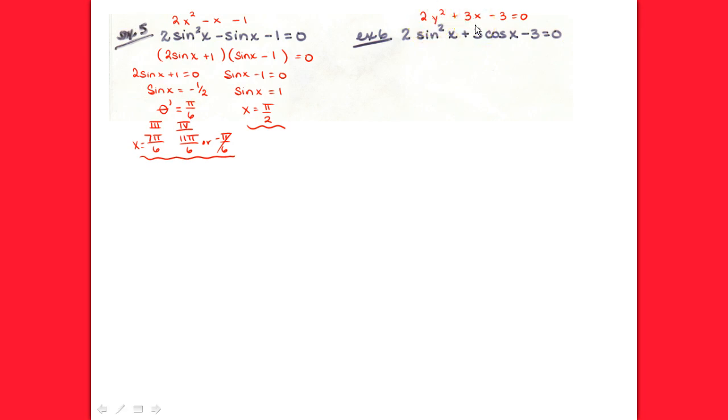Like I need it all to be x's or all to be y's. So same thing down here. I need this all to be sines or I need it all to be cosines. So I'm going to look at this and say, is there any way to switch cosine to sine? Well, no, cosine's just 1 over secant. I can't really switch that to something in terms of sine.